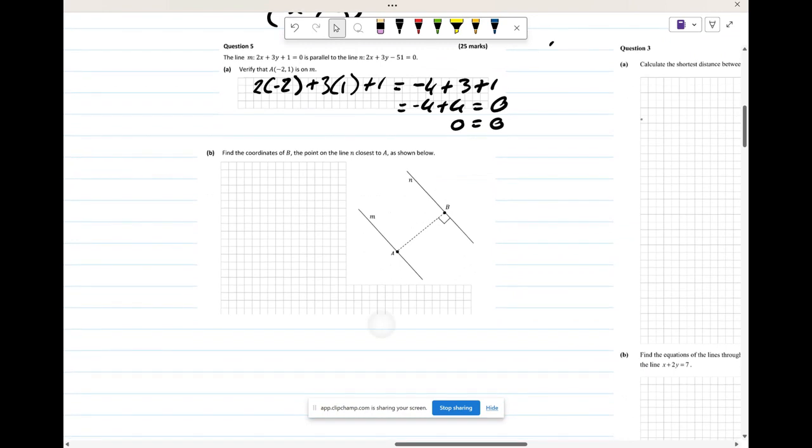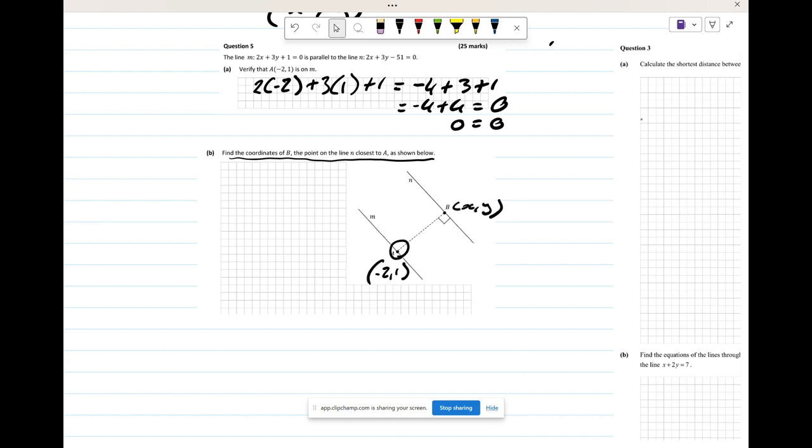Part B says find the coordinates of B, the point on the line N closest to A, as shown below. So we're trying to find the coordinates here of B. If we label this xy, we're trying to find those coordinates. B sits on the line N. We know the points for A. That's minus 2, 1. And you can see here that there's a big fat square there.